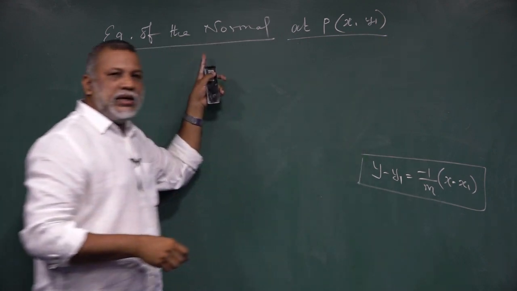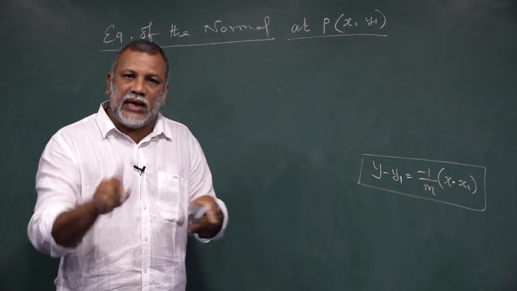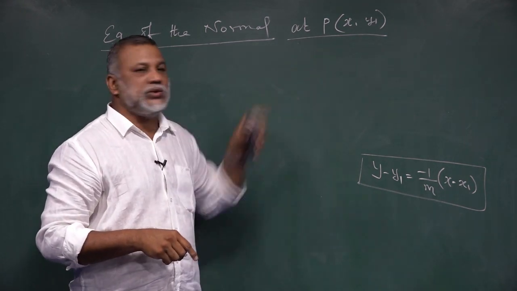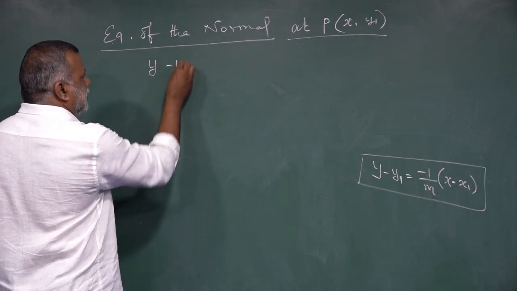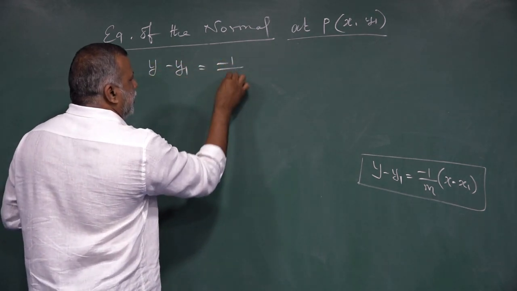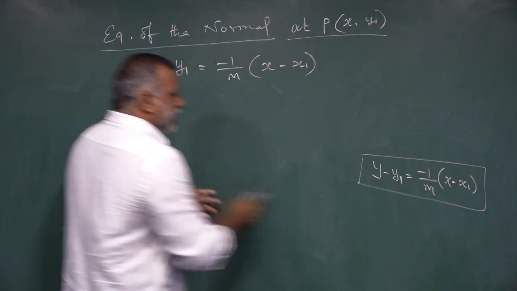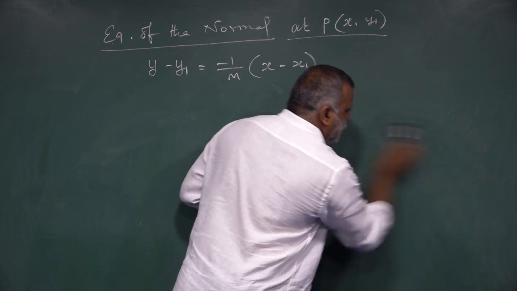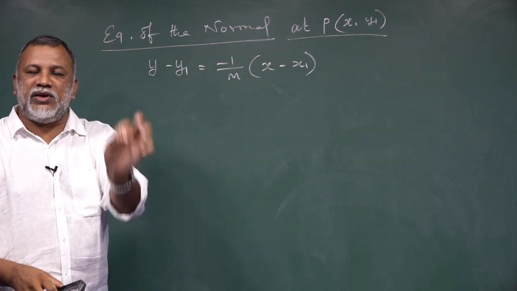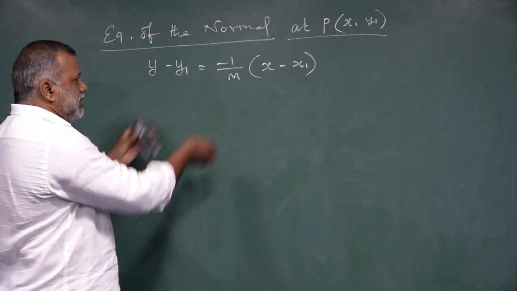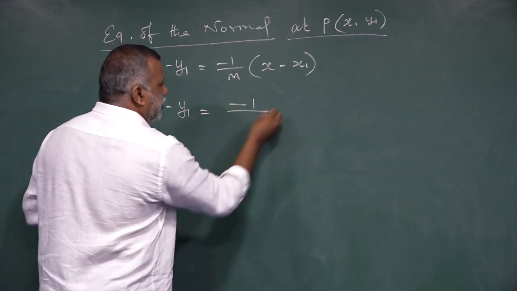Therefore, it is a perpendicular line. Normal is a perpendicular line to the tangent at the point of contact P(x1, y1). Now I can use this formula. Equation of the normal is nothing but y minus y1 equal to minus 1 by m of x minus x1. Here m is the slope. We already worked out the slope in the derivation of equation of the tangent. You can verify your previous video.